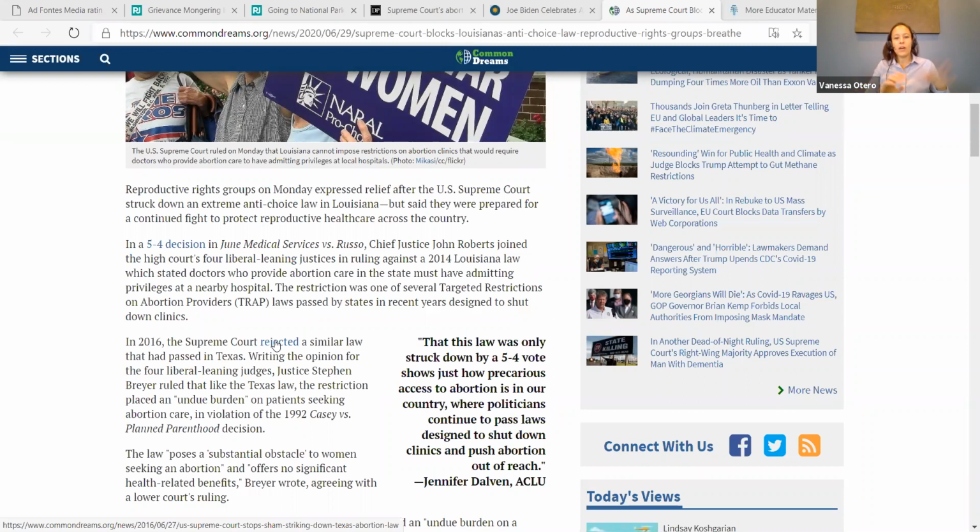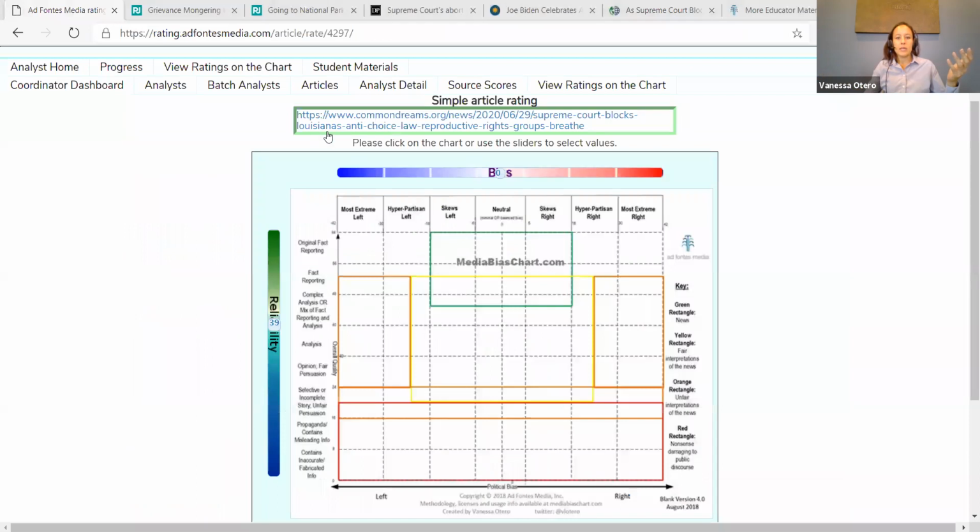All right, perfect. So I think we've got a good handle on where we'd rate this for reliability. Let's move on to bias. All right, if we're going to choose between most extreme left, hyperpartisan left, skews left, neutral, skews right, hyperpartisan right, most extreme right.